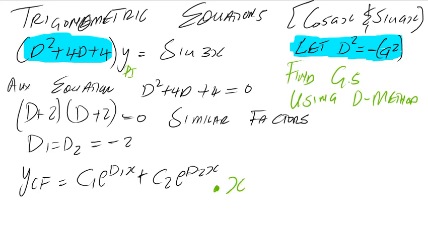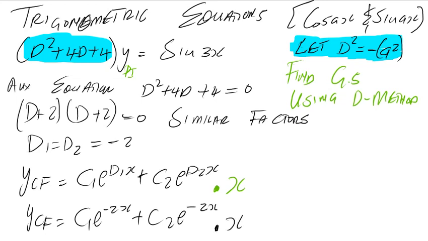Just because the factors are similar, you're going to multiply c2e^(-2x) with x because the factors are the same. So your y_cf will be equal to c1e^(-2x) plus c2e^(-2x), just multiplied by x. Then that's how you do it if the factors are similar.